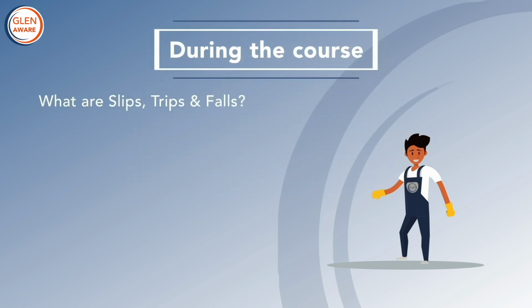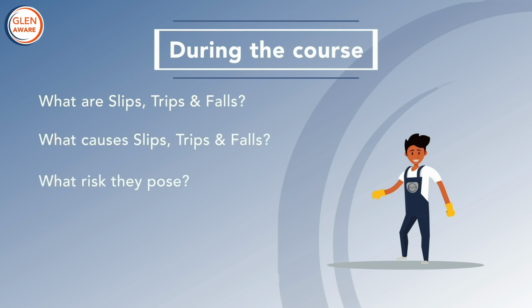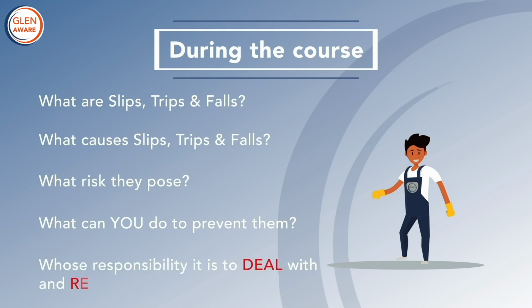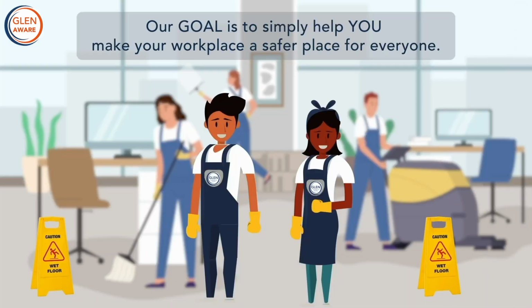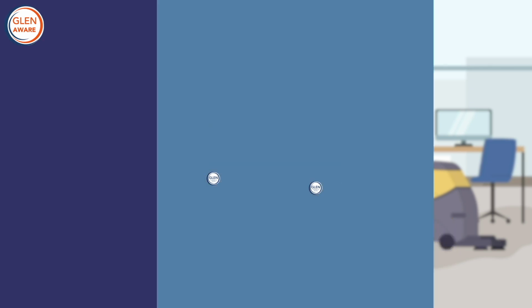We'll see what slips, trips and falls are, what causes them, what risks they pose, and what you can do to prevent them, as well as considering whose responsibility it is to deal with and report them. Our goal by the end of this course is to simply help you make the workplace a safer place for everyone. The things you'll learn today aren't complicated and are largely just common sense, but they're also incredibly important.